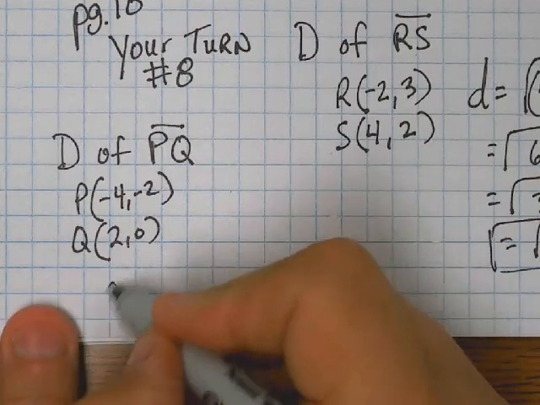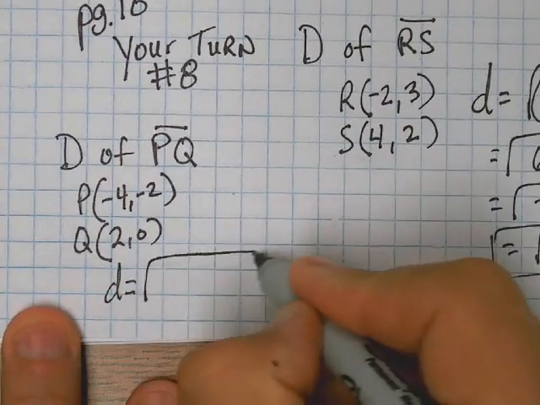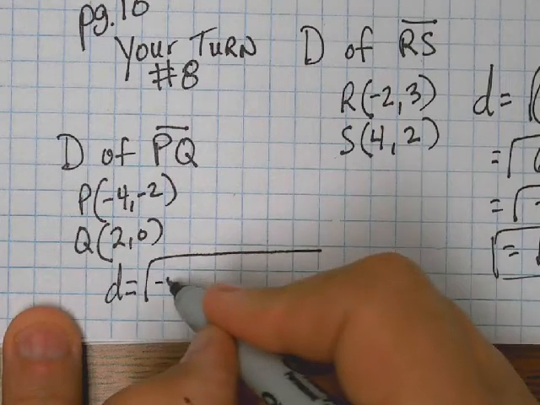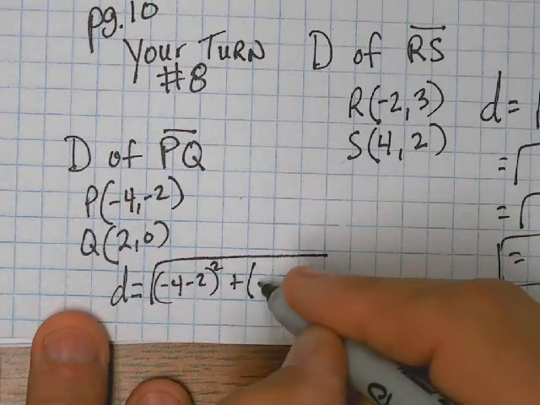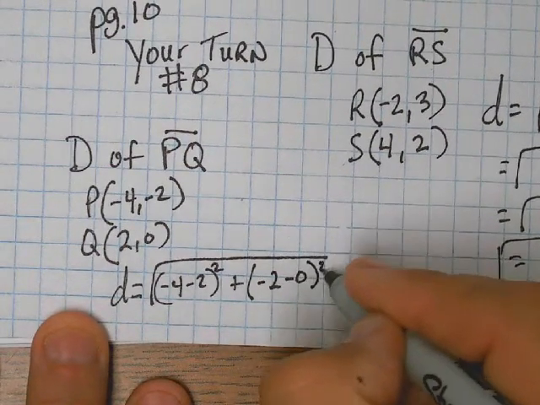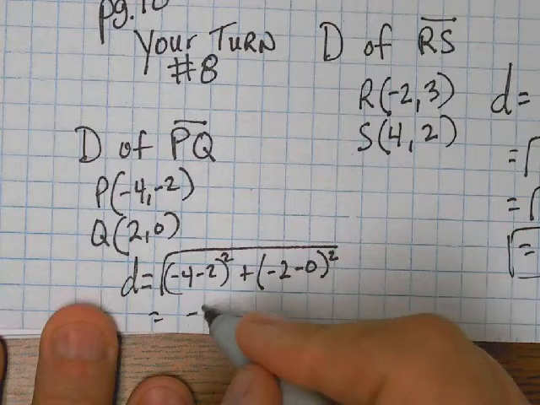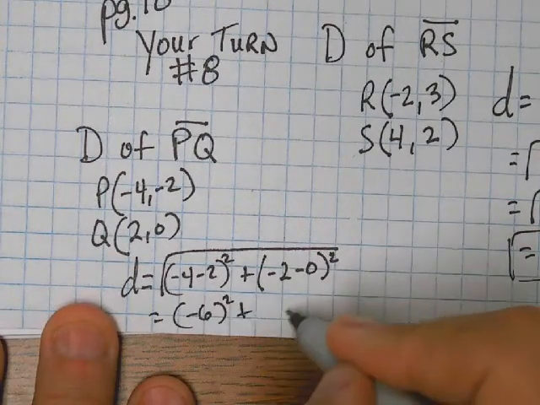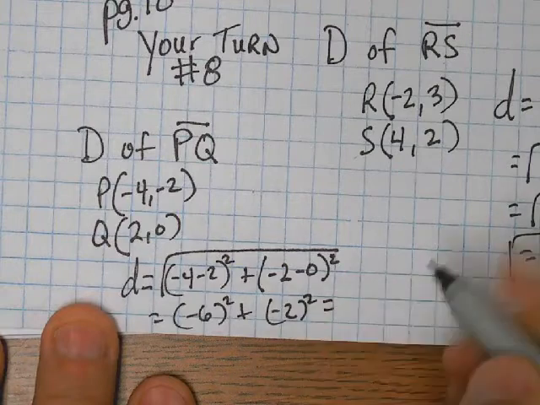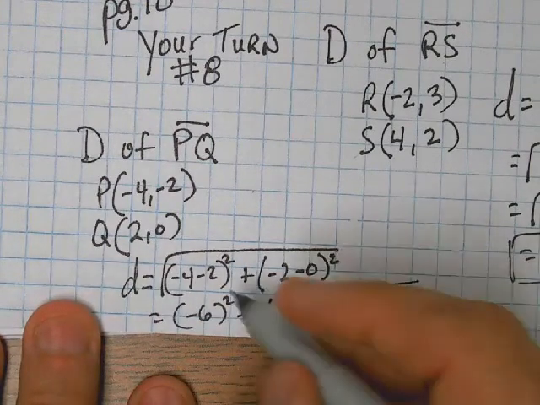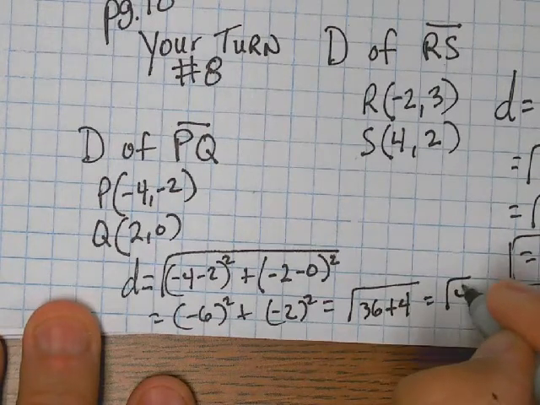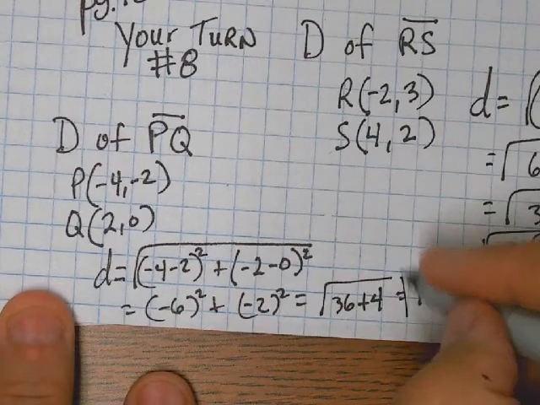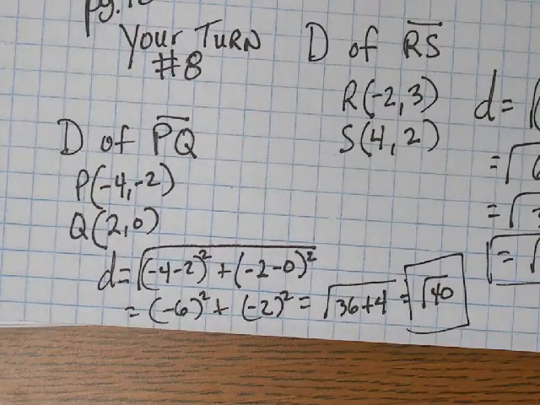Okay, so here we go. Yours may not look exactly like mine. If you assigned a different sign, it's okay. Don't forget the square root. Square root of 40. Who got the correct answer? Much better. Much better.